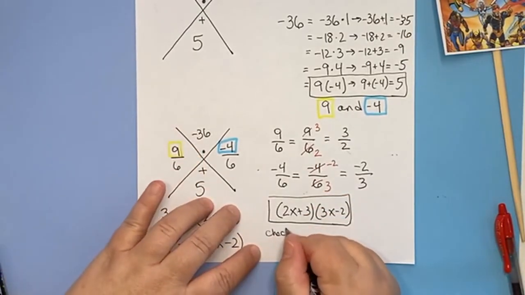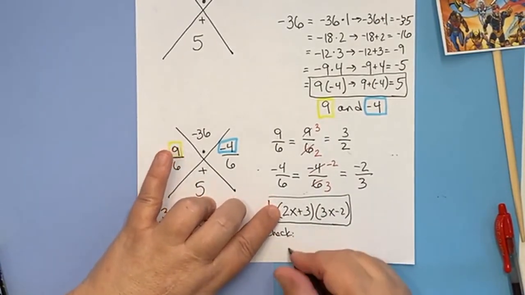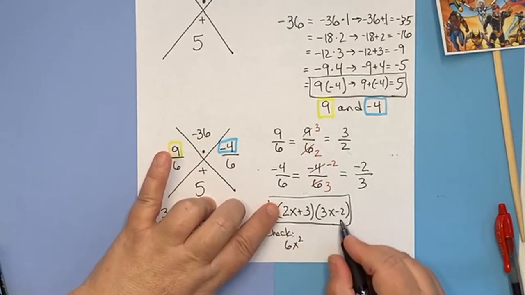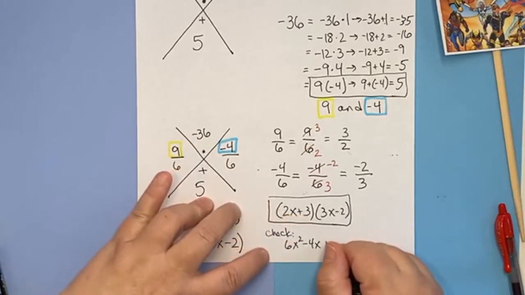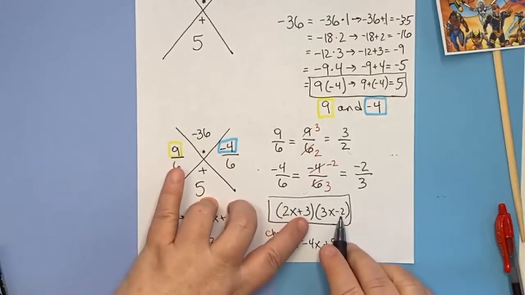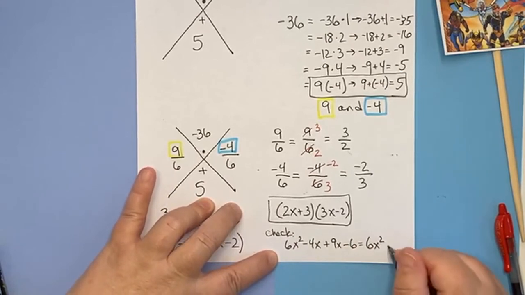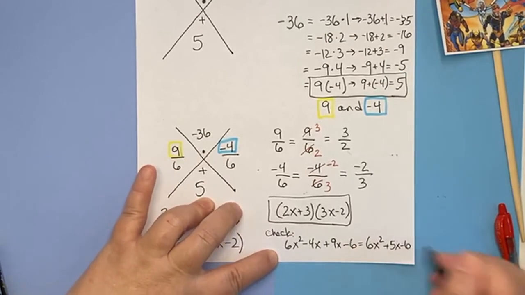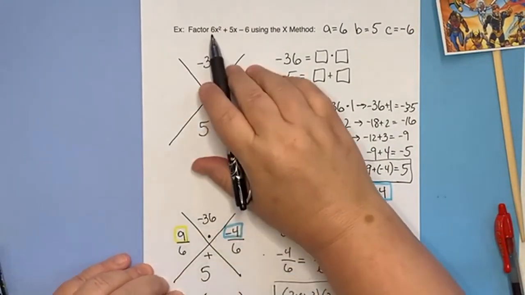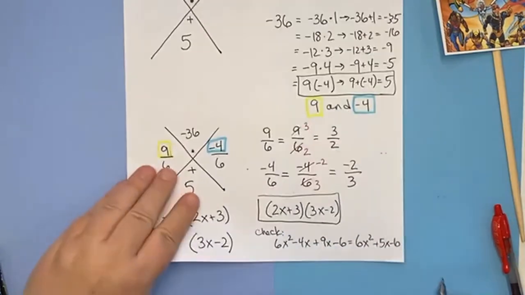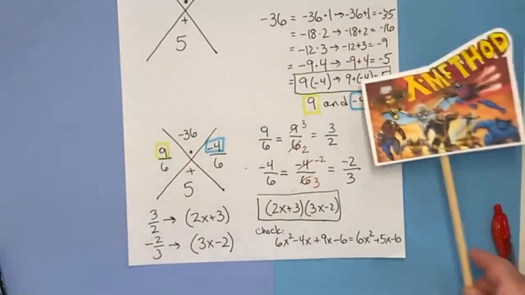Let me check. Quick and dirty. Let's just do a quick and dirty FOIL. 2x times 3x is 6x squared. Outer minus 4x. Inner plus 9x. 3 times negative 2 is negative 6. That's 6x squared plus 5x minus 6. Is that what our original polynomial was? 6x squared plus 5x minus 6. Bam! The X method worked. Thank you, X method gang.